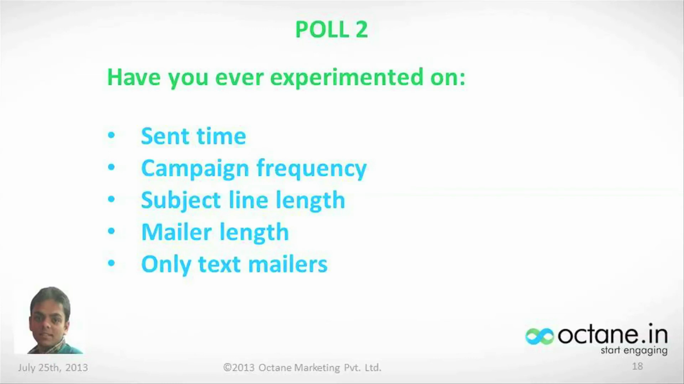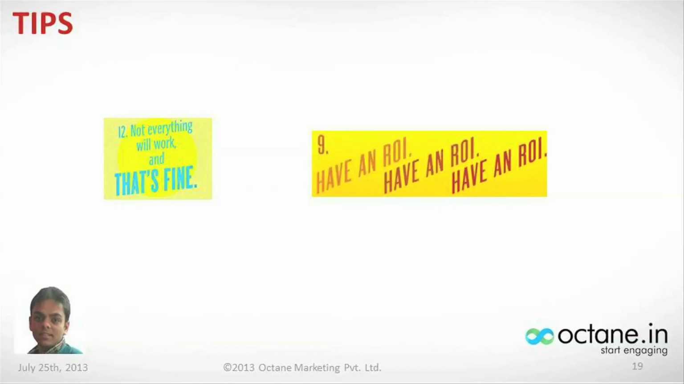The idea behind this was just to pick your brains on what kind of experiments are usually done, and what kind of experiments we can do more. I'm noticing that people usually experiment on send time and subject line, but rarely on frequency. By frequency, I mean how many times a week a person is receiving a mailer, or on anything other than subject lines and text mailers.